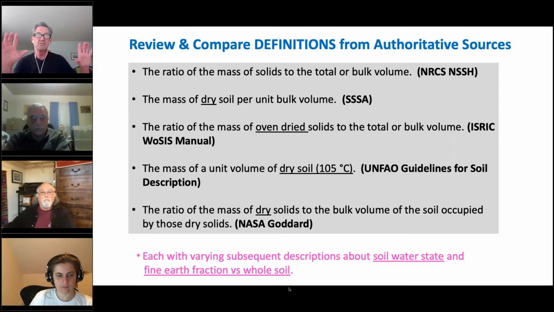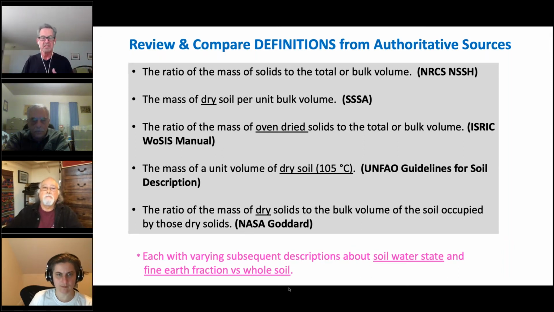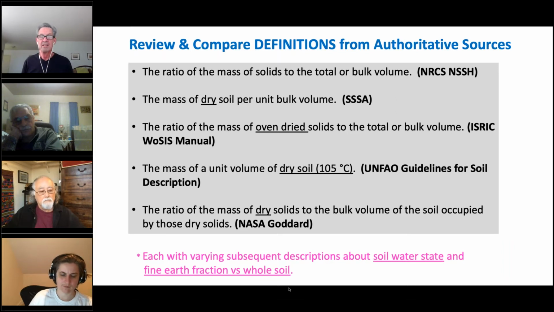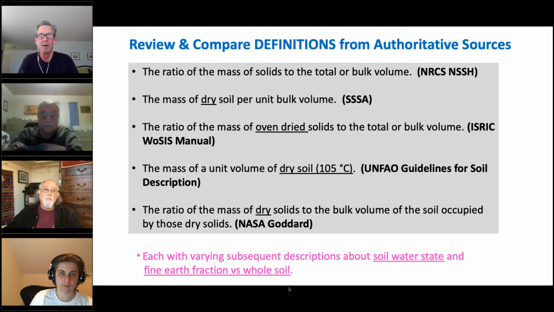Now, each of these definitions in the sources where I found them then drill down deeper in following sentences and even paragraphs. Of course, we as soil scientists know that we need to understand something about the soil water state of when the sample was measured, and are we talking fine fraction, or whole soil, et cetera. The point I'm trying to make here is even at the very basic level of the broad definition, there is a little bit of harmonizing opportunity. Next slide.